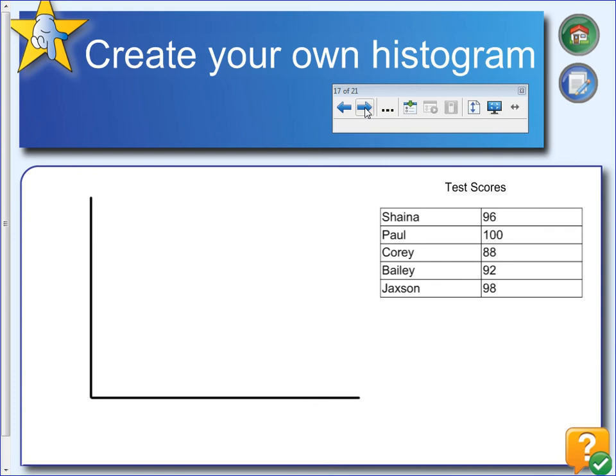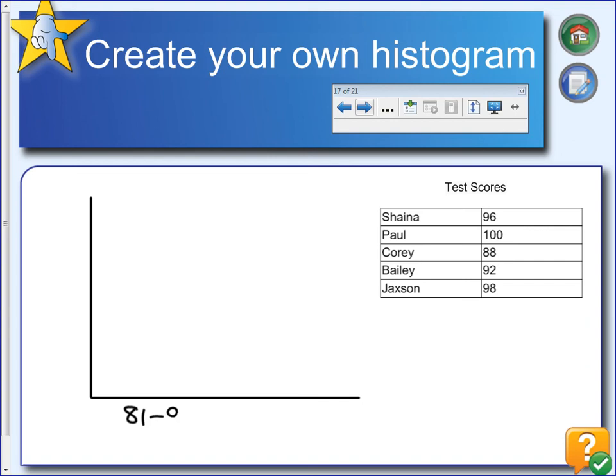I was going to abbreviate each of their names by the first letter, but actually, I'm not going to do that. We're going to make sure that our histogram has the test scores, the range, on the bottom. So what's a good range? Let's go from 81 to 90. So let's just have 2 bars.